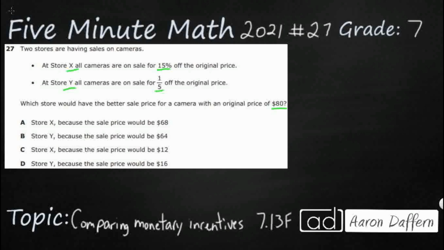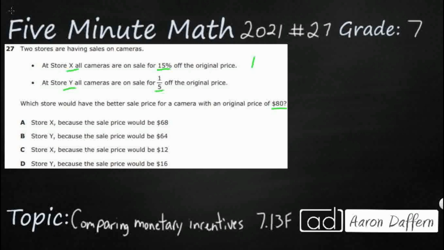So we've got 15% off or 1/5 off, and it's kind of difficult to compare if one is a percent and one is a fraction. So let's see what happens if we turn those both into something that we can recognize. So let's turn those both into decimals. We can compare decimals pretty easy.